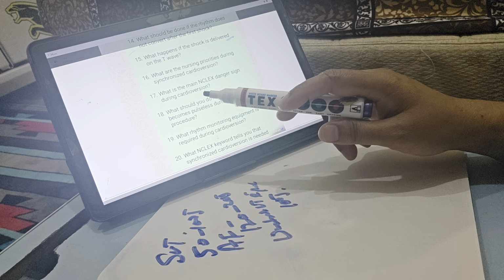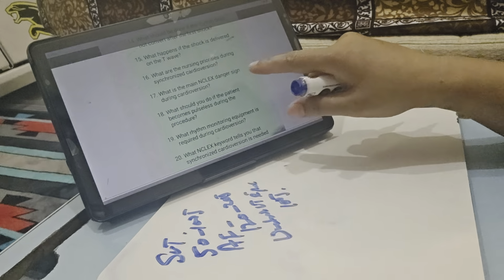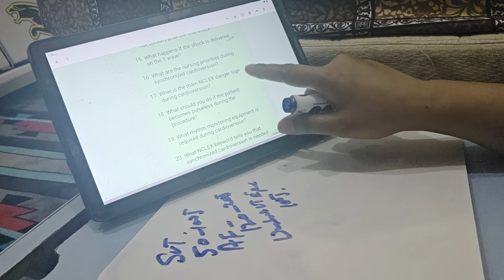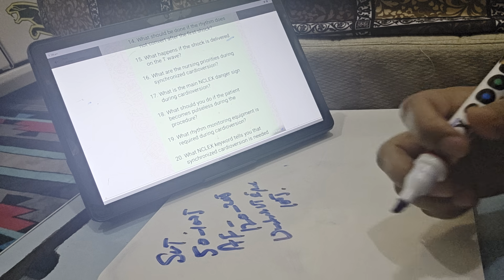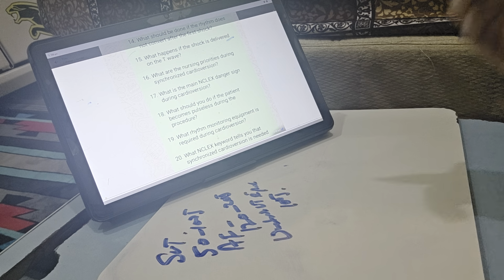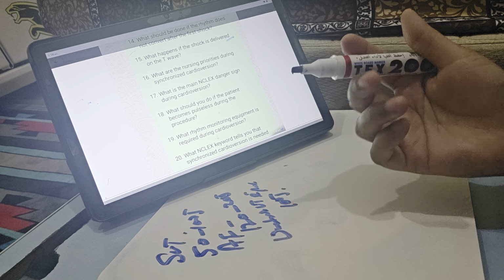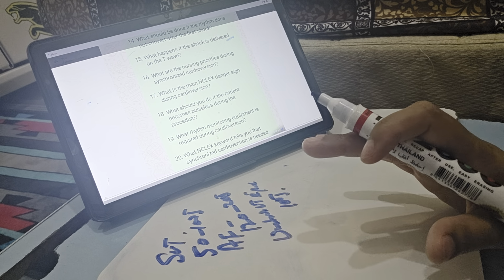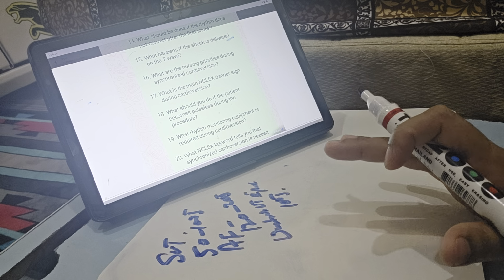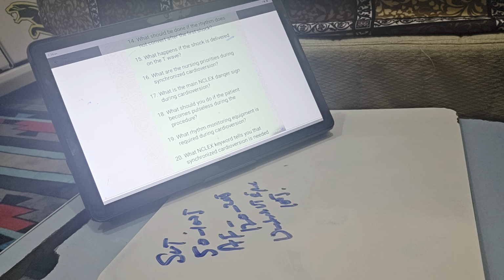Flashcard number 18. What should you do if the patient becomes pulseless during the procedure? You are giving cardioversion, but suddenly the rhythm changes and the patient has pulseless ventricular tachycardia or ventricular fibrillation. So what should we do? We stop cardioversion immediately and begin CPR and defibrillation, because the rhythm has already changed.